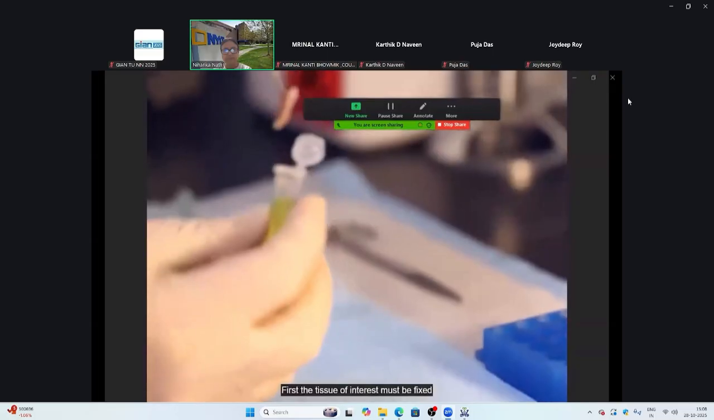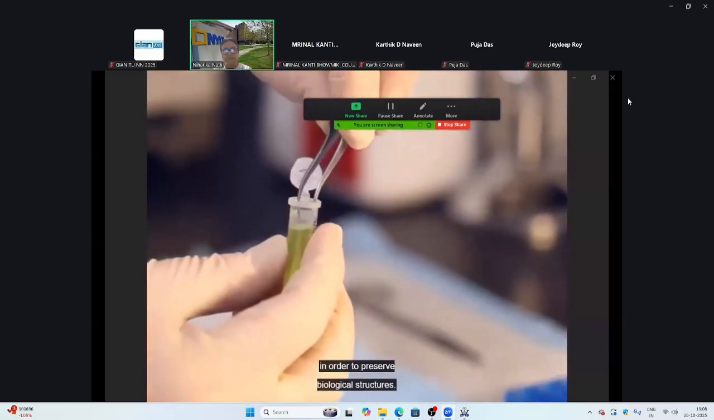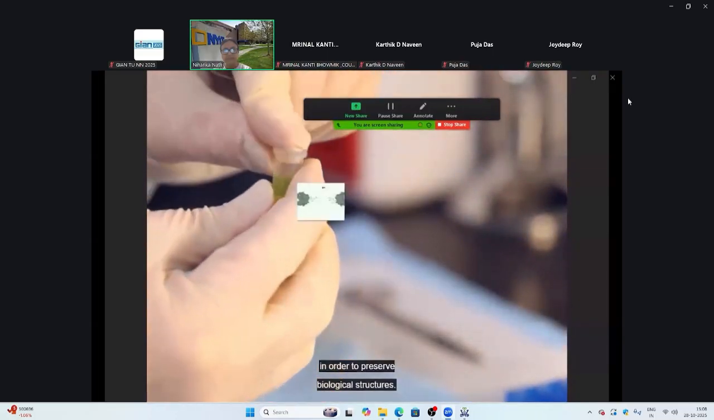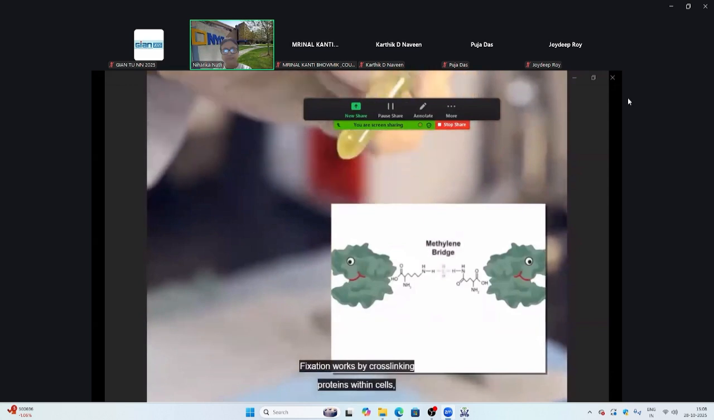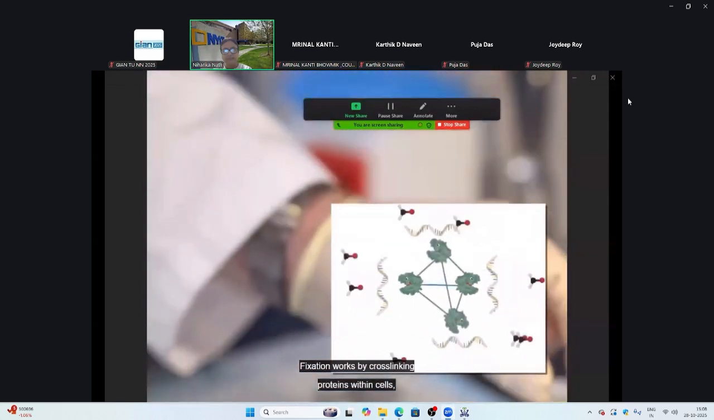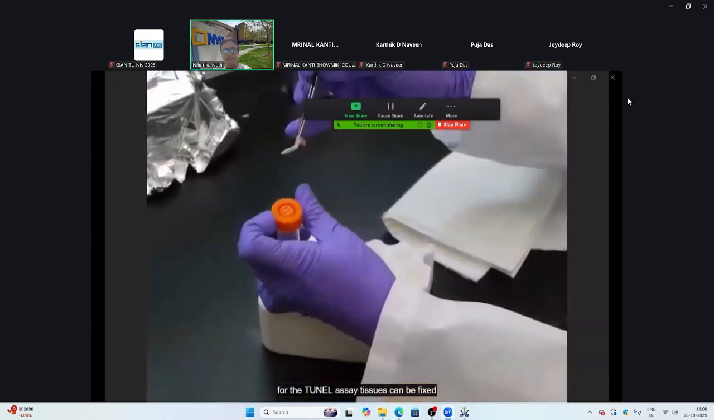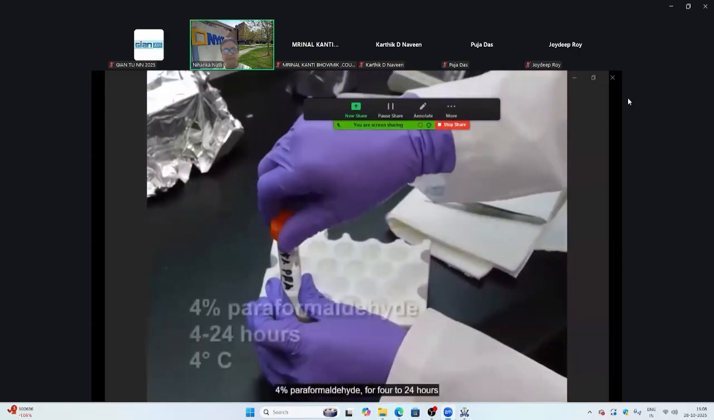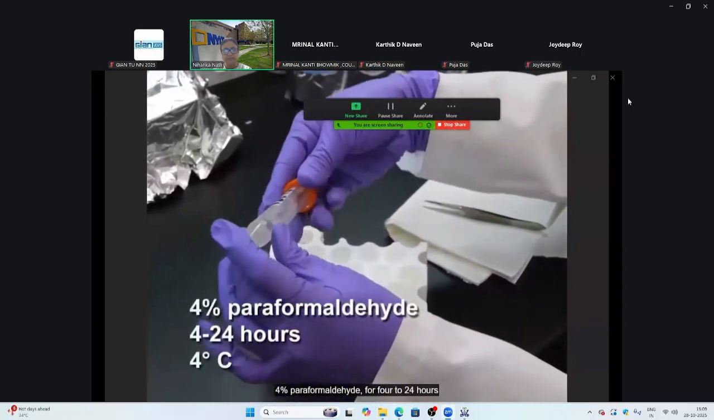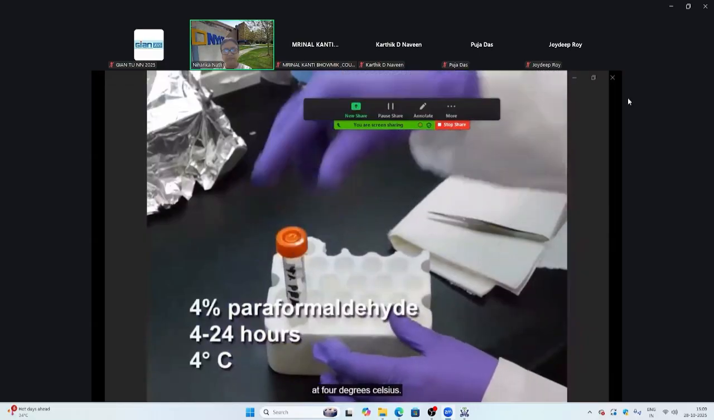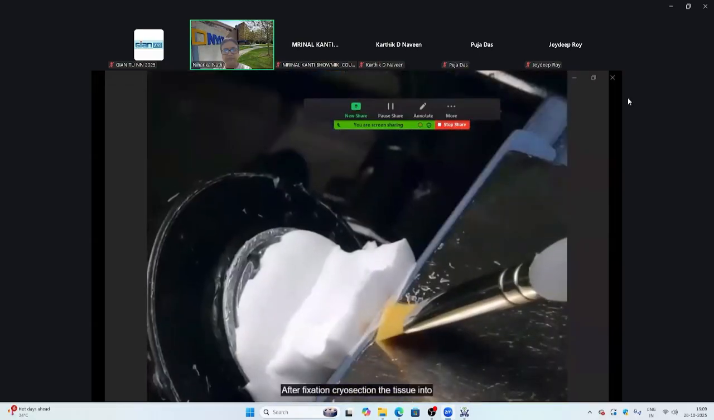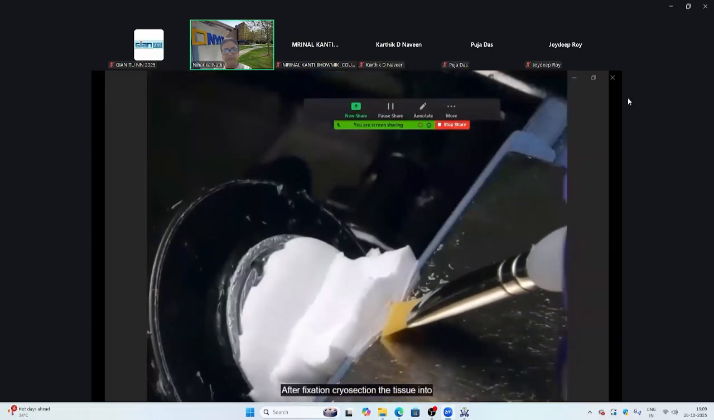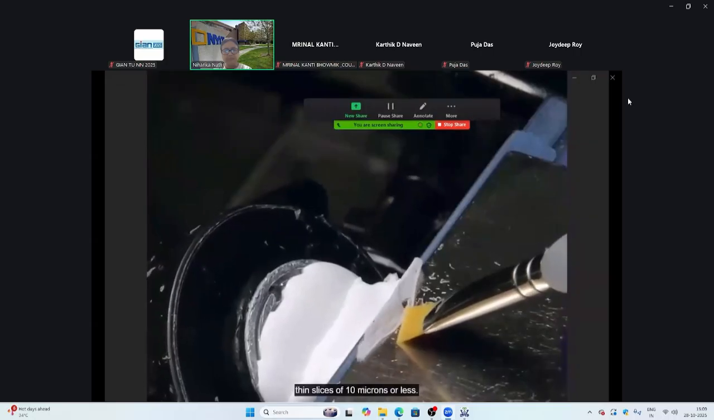First, the tissue of interest must be fixed in order to preserve biological structures. Fixation works by cross-linking proteins within cells. For the TUNEL assay, tissues can be fixed by adding them to a solution containing 4% paraformaldehyde for 4 to 24 hours at 4 degrees Celsius. After fixation, cryosection the tissue into thin slices of 10 microns or less.